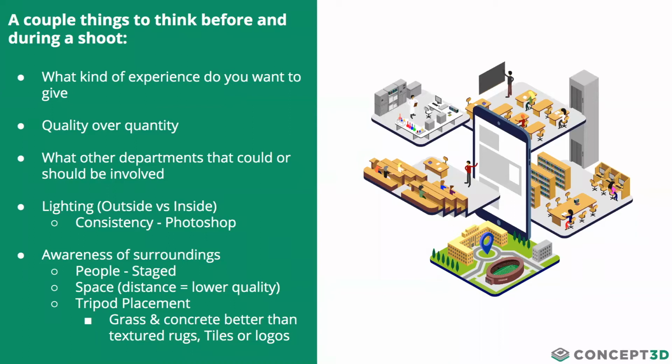And then, of course, tripod placement. Just something to think about, because with stitching, that's what happens with these cameras. They will automatically do the stitching for you, versus a DSLR, where you have to put all 12 images into one giant photosphere. You're going to want to have the camera placed over something generic, like glass or grass or concrete.